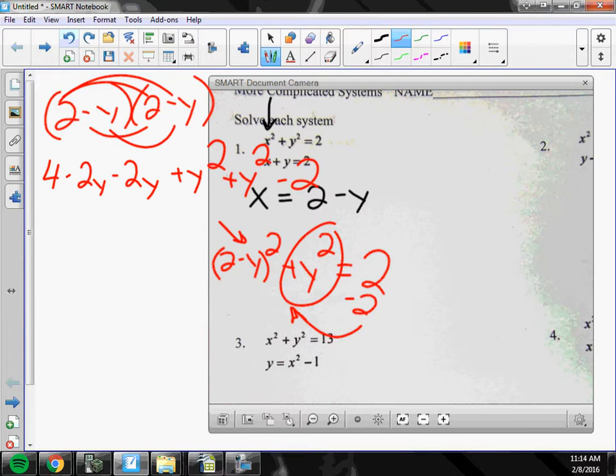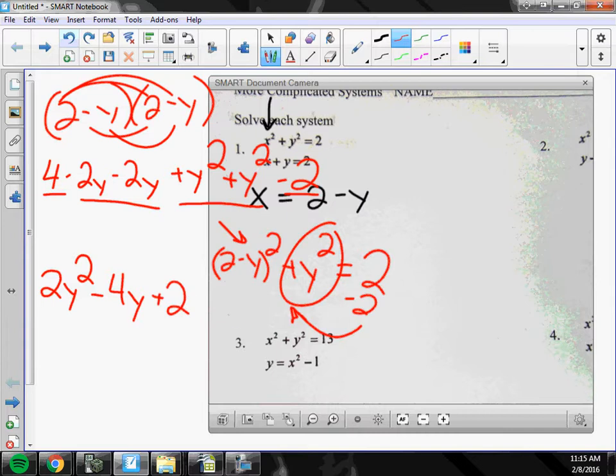Okay, so I can put my y squareds together, 2y squared, and then I can put my y's together, minus 4y, and I have a 4 and a negative 2, which is positive 2 equals 0. Everybody understand that? Okay, what should I do now? I could do the box, but I want to do one thing first. I want to divide by 2.